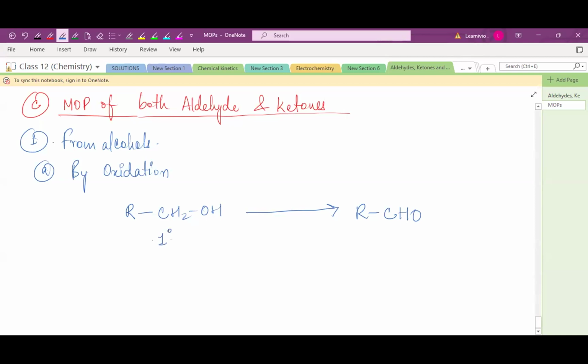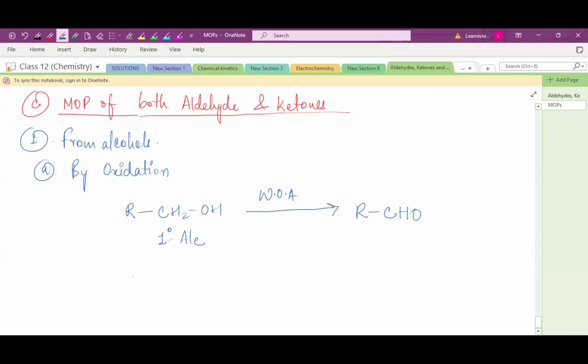Weak oxidizing agent. If you use a strong oxidizing agent, it will convert into a carboxylic acid, not an aldehyde. So when you have a primary alcohol and you have to convert it to an aldehyde, you will use a weak oxidizing agent, like PDC or PCC, etc.